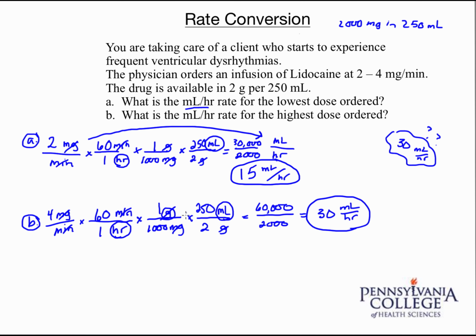And if you look at the work, you can see why that's true. The only difference between the first dimensional analysis work and the second work is that I started not with 2 as I did in part A, but I started with 4 milligrams. All the other steps, multiply by 60 times 1 over 1,000 times 250 over 2, all of those 3 steps there are exactly the same, which means all I'm doing is starting with a number that's twice as large as I started with, which means my answer will be twice as large.